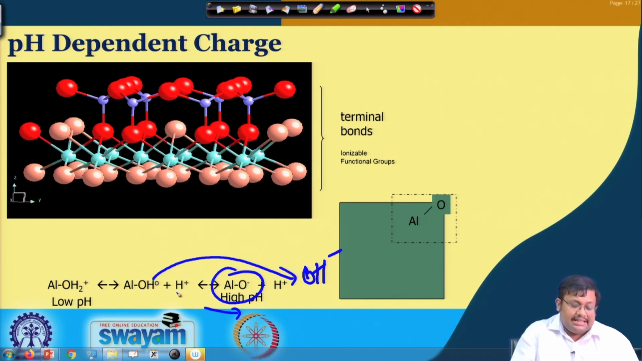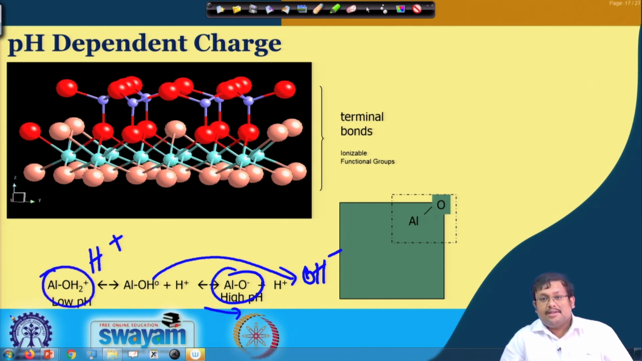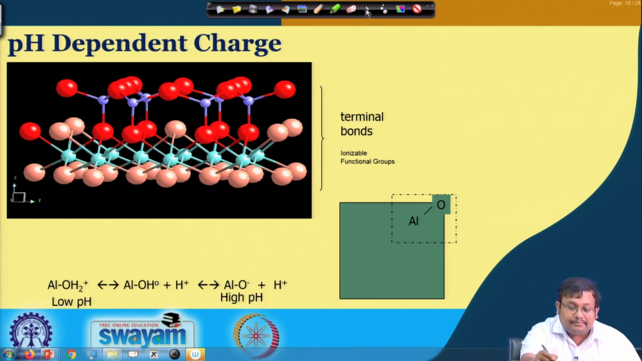Just the opposite occurs in the case of acidic soil. In acidic soil, there will be a prevalence of H plus ions. These H plus will react with this OH and produce this positively charged OH2 plus. So, you can see it is variable from one pH condition to another. That is why it is called variable charge or pH dependent charge.